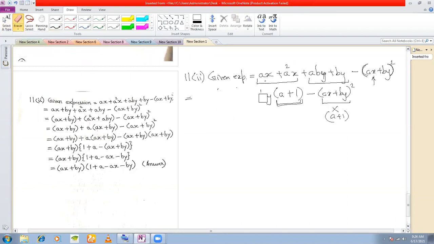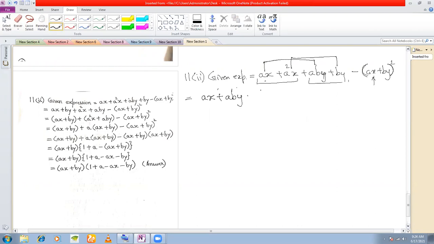So we try another grouping. This time, what will we group together? This time we are going to group together ax first and the third. So we bring together ax and aby, and we now take this and this together, plus a square x plus by, and the last one we write as it is.